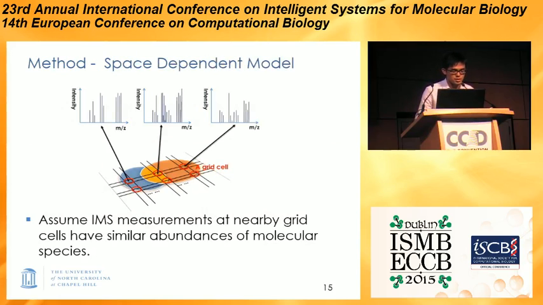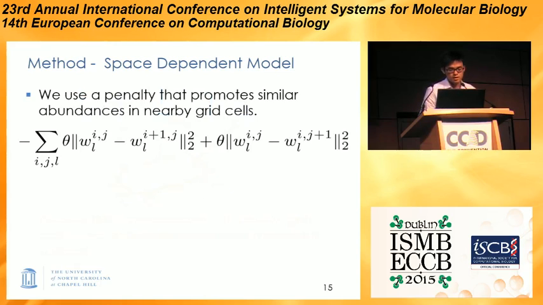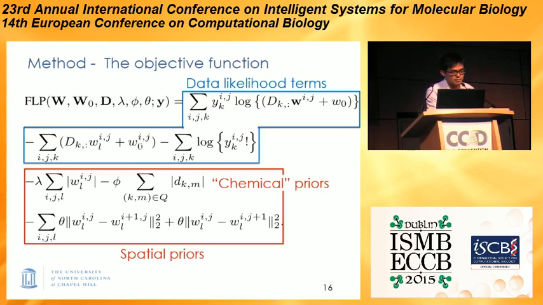So from all the spectra, since the IMS data is in all spectra across the grid cells, it is natural to assume IMS measurement at nearby cells have similar abundances. Therefore, we put the L2 square penalty on differences between neighbors. So this is the objective function the model aims to optimize. The model finds dictionary and abundance such that this function is maximized. We can see there's a balance between having our model more like data and more confined to the constraints.